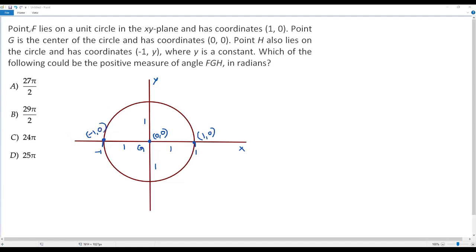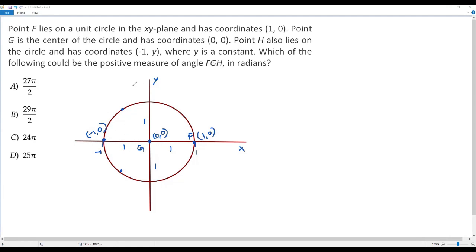And we know that the point F represents (1, 0). So actually this is the point F. And now we have to identify the location of the point (-1, y). Okay, now let's find the point where the x-coordinate is -1. We may think we may have this point somewhere else, in the second quadrant or third quadrant, because in both the second quadrant and third quadrant, the x-coordinate will be negative.